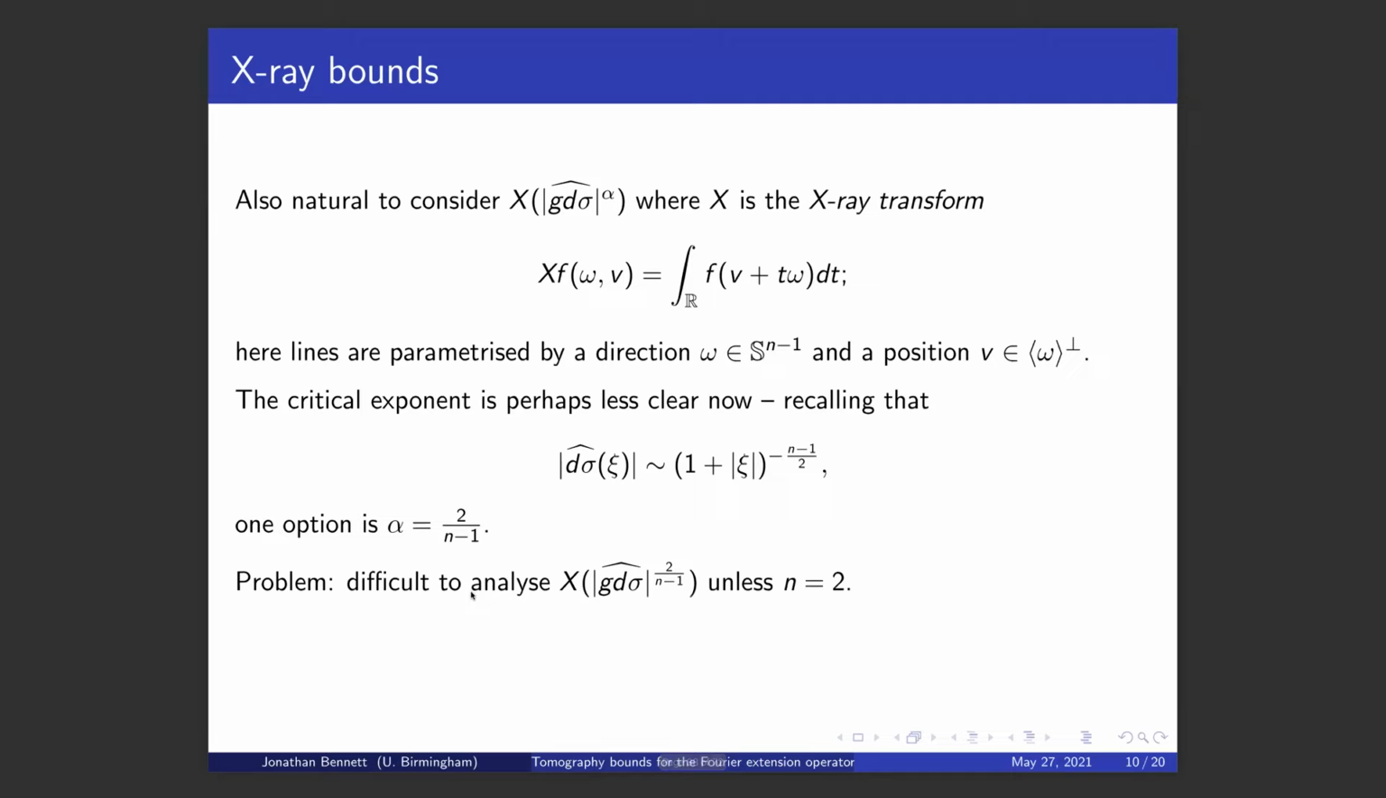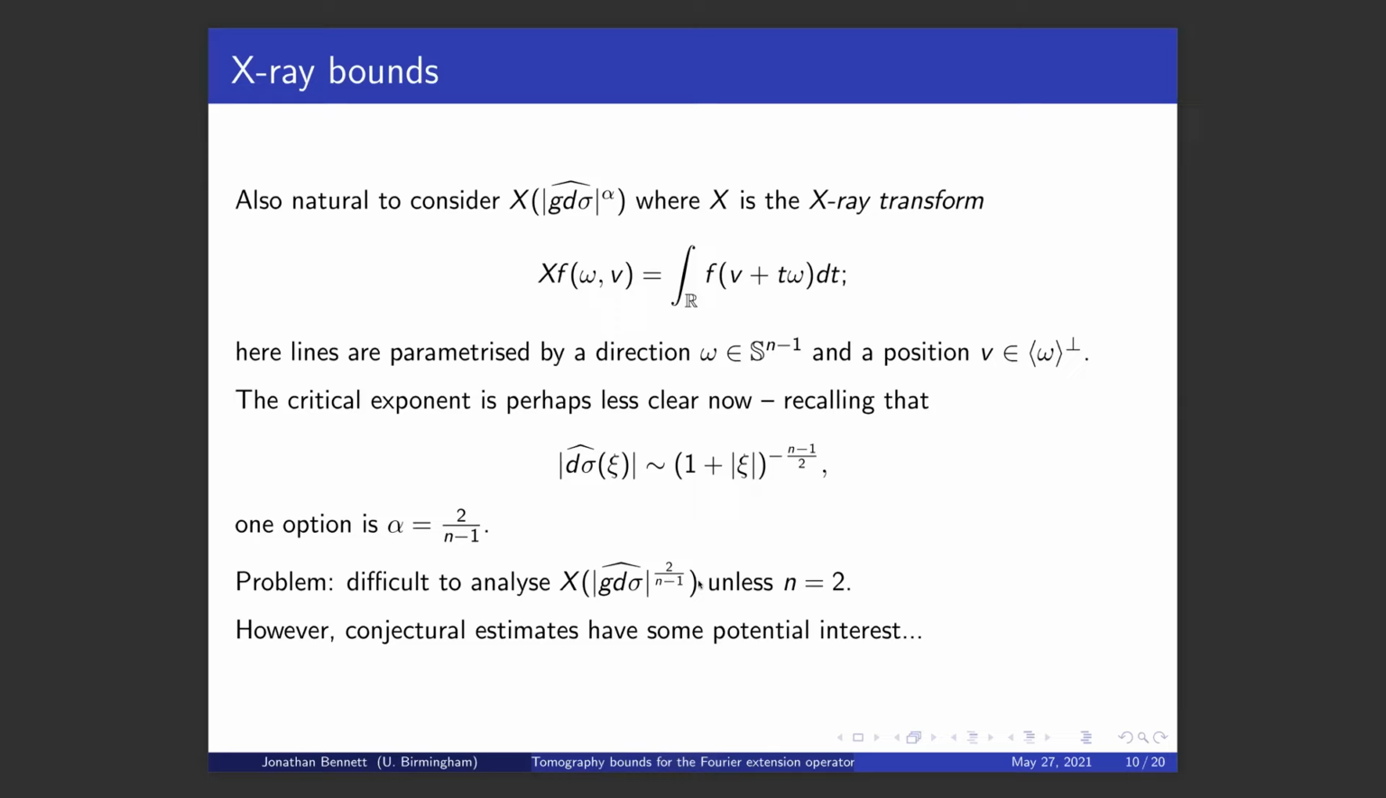So perhaps one might seek to understand the X-ray transform composed with g dσ hat to this particular power. And of course, the problem there is that this power gets very small for large n and is only 2 when n is 2. And certainly for n at least 3, it dips quite quickly below 2. And so that makes it difficult to analyze and somehow perhaps defeats the purpose of all of this business, which was really about trying to bring L2 back into the picture in an explicit way.